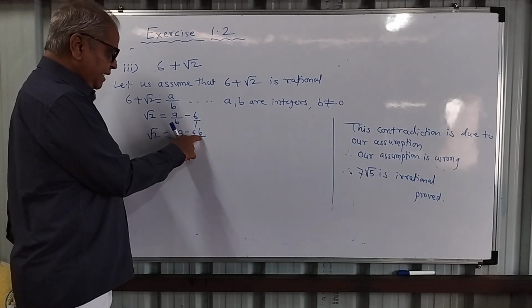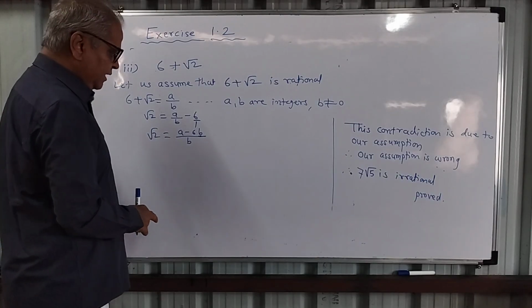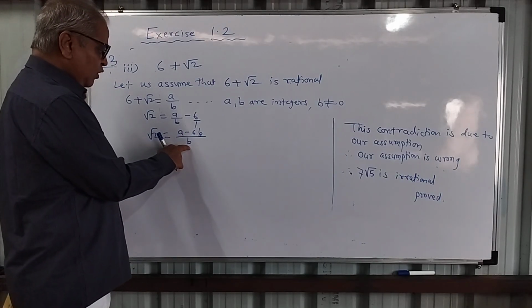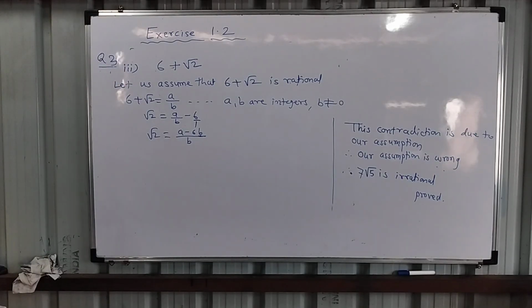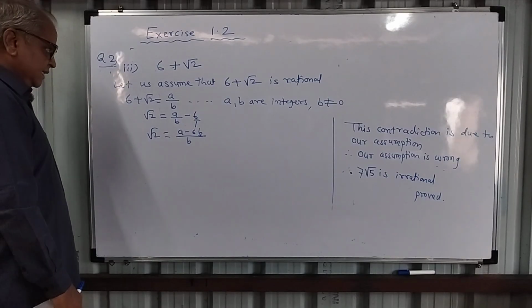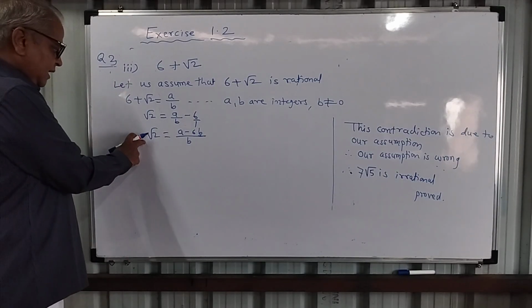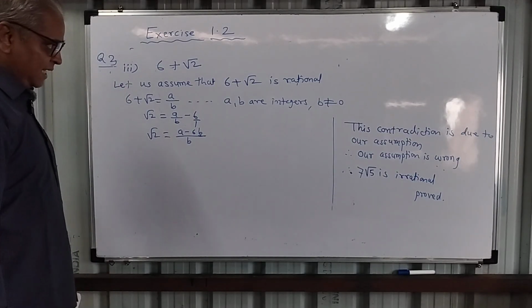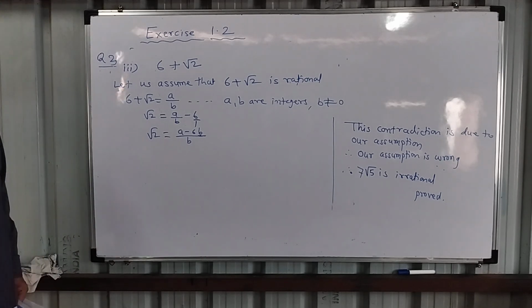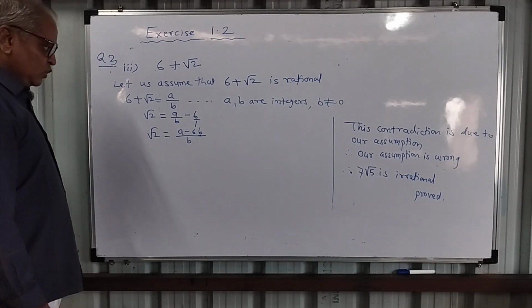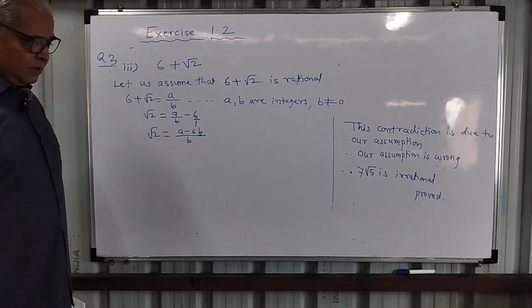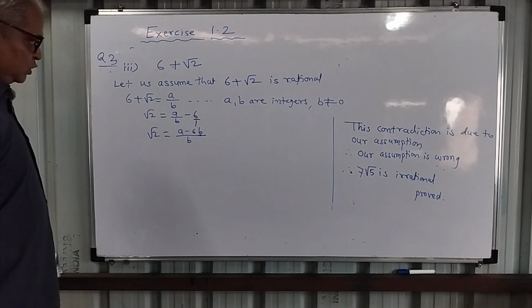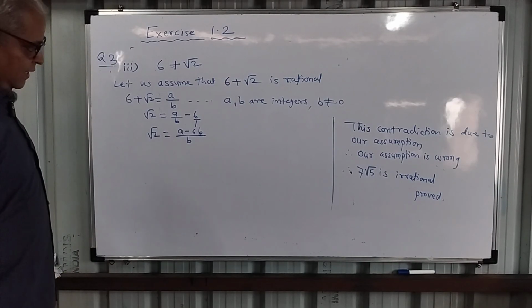As a is integer, b is integer, a minus 6b is also integer. b is integer and b not equal to 0. Therefore, a minus 6b upon b, that is integer upon integer, and the denominator is not 0. Therefore, RHS is rational. That means LHS is also rational, that is root 2 is rational. But we know the fact is that root 2 is irrational. This contradiction is due to our assumption. Therefore, our assumption is wrong. Therefore, we can write 6 plus root 2 is irrational.